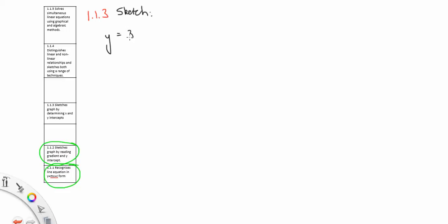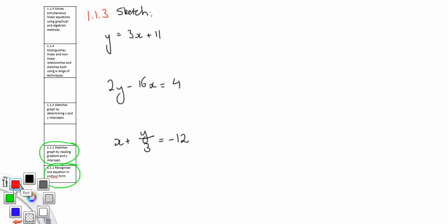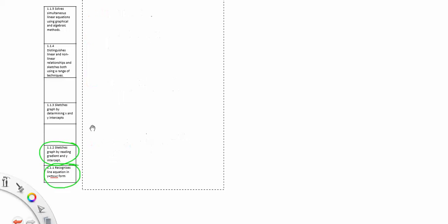y equals 3x plus 11. You can try that and check it on Wolfram. 2y minus 16x equals 4. And try something like x plus y on 3 equals negative 12. So try those and you can check your answer on Wolfram Alpha. So no excuses for not checking your answers because computers can do that for you now.